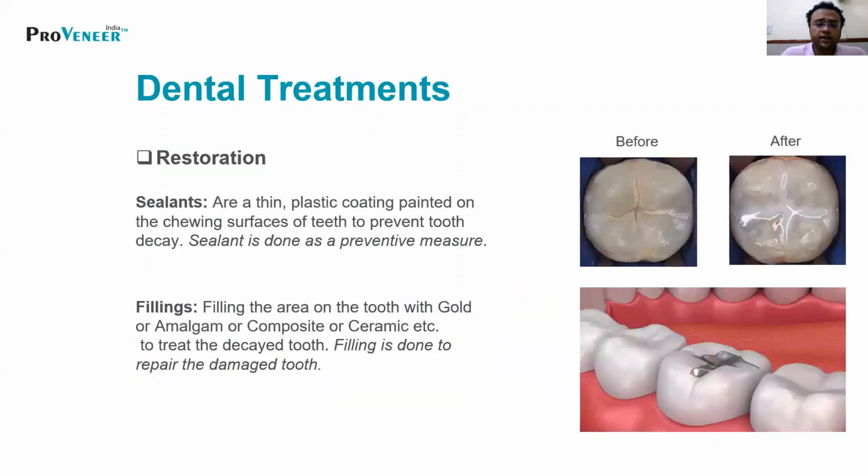Then comes dental restoration, which consists of sealants. Sealant is a plastic coating painted on the teeth. It is just a preventive measure, usually done on kids to prevent the spread of decay. Fillings are done when the tooth has already been infected, or is chipped or damaged, or has a caries infection. The caries structure is removed and the filling is done using amalgams or composites.